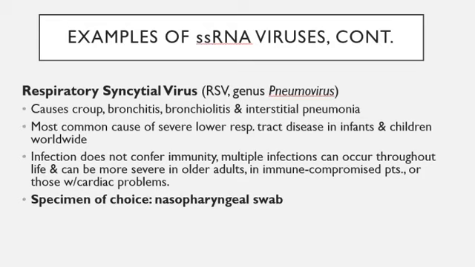Next, for single-strand RNA viruses, is the respiratory syncytial virus, or RSV. It causes croup, bronchitis, bronchiolitis, and interstitial pneumonia. It's the most common cause of severe lower respiratory tract disease in infants and children worldwide. The infection does not confer immunity. Multiple infections can occur throughout life, and it can be more severe in older adults, immunocompromised patients, or those with cardiac problems. The specimen of choice for RSV is the nasopharyngeal swab.